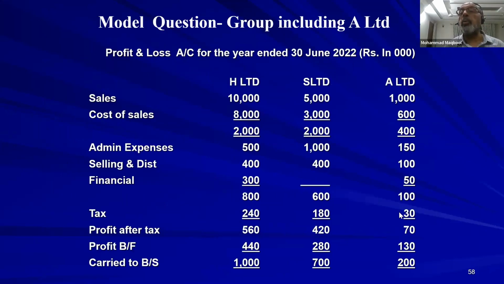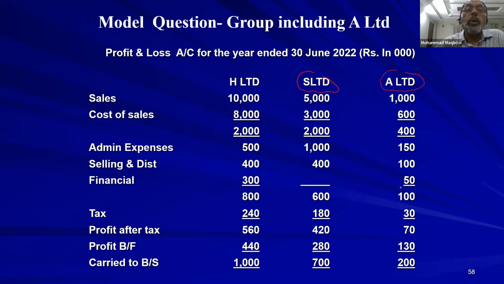And here I want to discuss with you. Let me shift this thing to this side. My picture is stopping me. The year end is 30th June 2022, and you are given the income statements of three companies. One is H Limited, the holding company, the other is the subsidiary, and the other is A Limited, right? It could be a simple investment, it could be an associate, but I'm taking it as an associate.